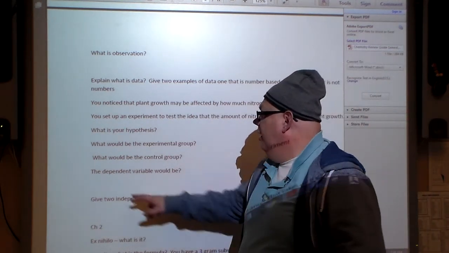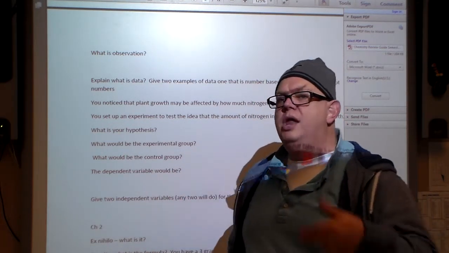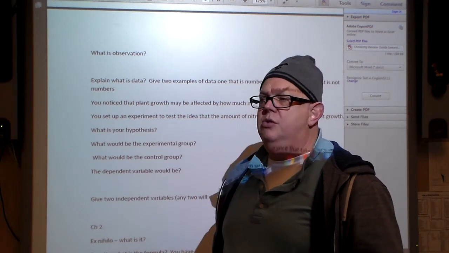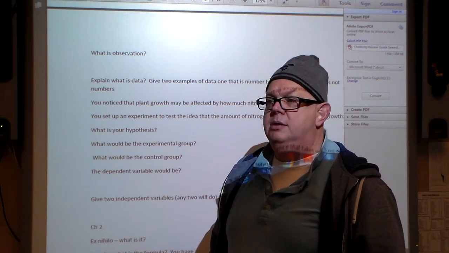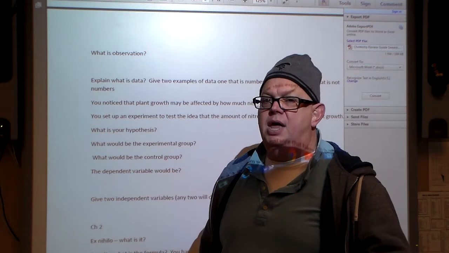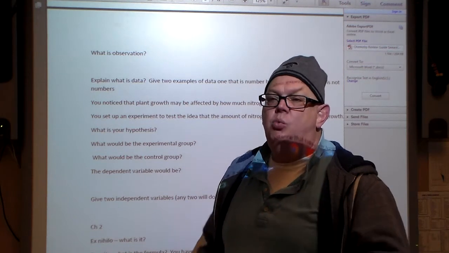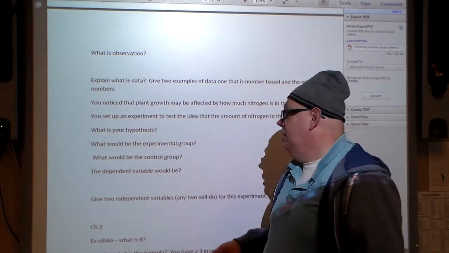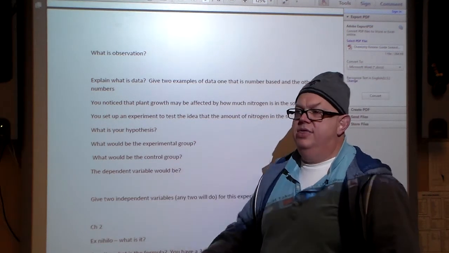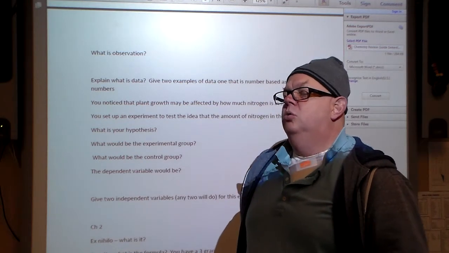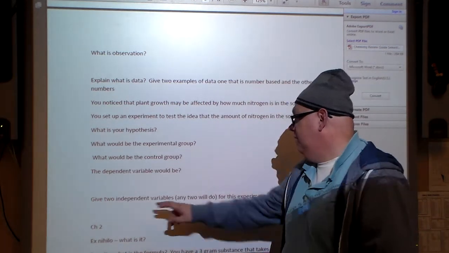Now, the dependent variable is what the results you are looking at. In other words, if I'm saying I want to know the effects of carbon, if I add it to the soil, how does that affect plant growth? The dependent variable is how tall the plants grow, because that's where we're going to see if it is legit or not. So the dependent variable has to do with what your outcome is, what your data is going to look like. So in this case, how tall the plants are, okay?